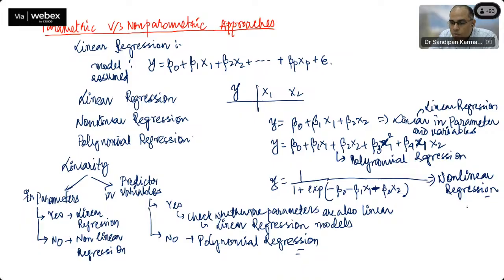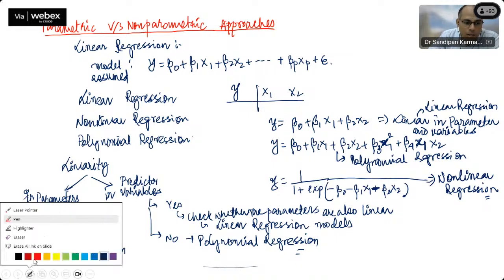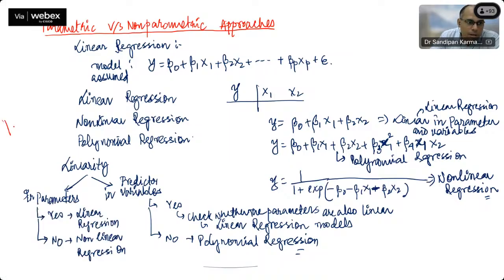So where the parameters are acting non-linearly on the y. Is it okay? So this is about linear regression, non-linear regression, and polynomial regression. Now the thing is, all these models are coming under the parametric approach. All these models.